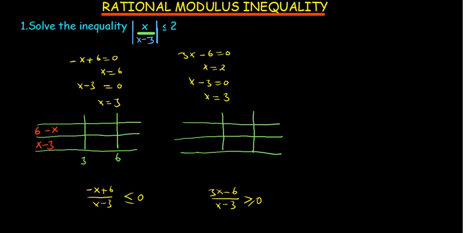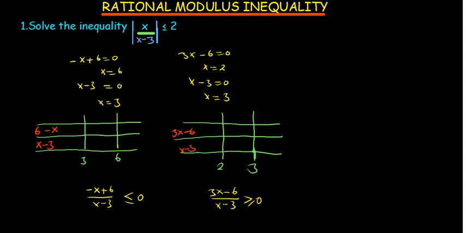Okay, so again here we have x equals 3 and x equals 2. 3 is bigger, so it's going to be on the right, and 2 is smaller, so it will be on the left of the number line. And I'm going to put these factors, 3x minus 6 and also x minus 3. So x minus 3 there, and then 3x minus 6.